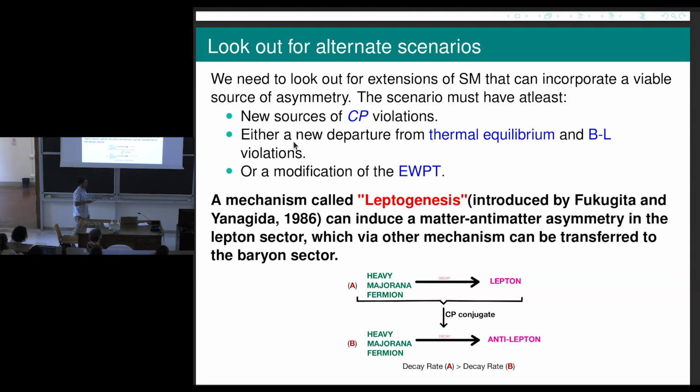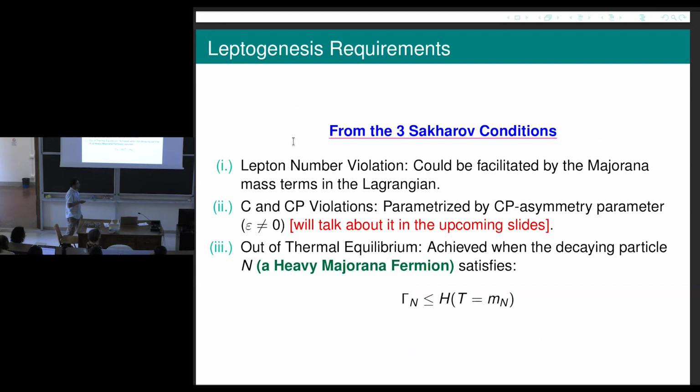Leptogenesis is a mechanism proposed by Fukugita and Yanagida that can induce a matter-antimatter asymmetry in the lepton sector, which via other processes like sphaleron processes can be transferred to the baryon sector. So in leptogenesis, we study how the asymmetry is created in the lepton sector. Lepton number violation is one of the ingredients, and this could be facilitated by Majorana mass terms in the Lagrangian. C and CP violation is parameterized by the CP asymmetry parameter, which depends on the Yukawa structure and the model framework. Then out of thermal equilibrium is achieved by a decaying particle, with the condition that the decay rate of the particle is less than the Hubble expansion rate at a temperature equal to the mass of the particle.